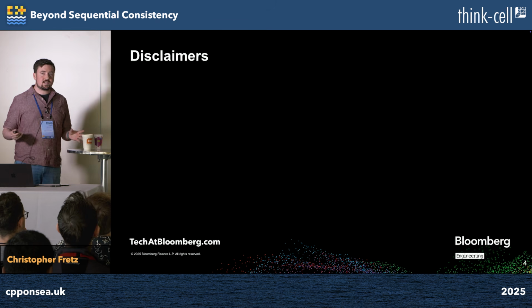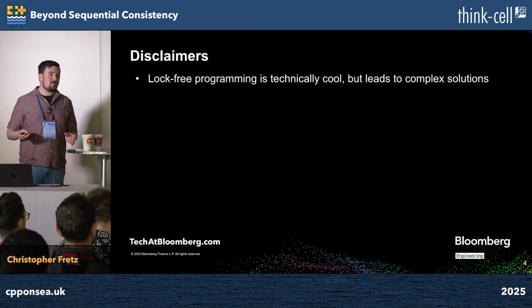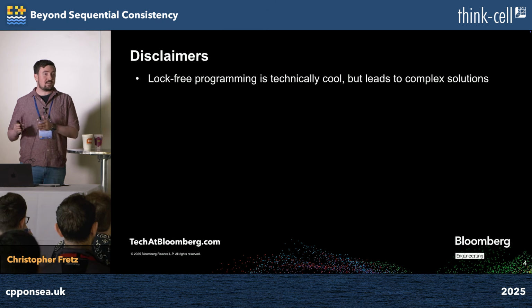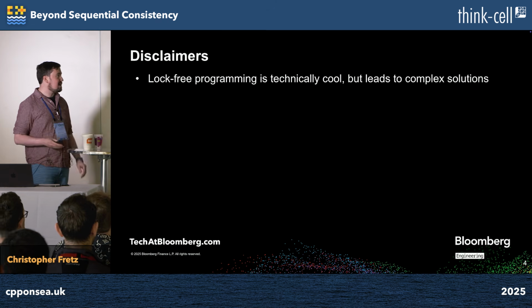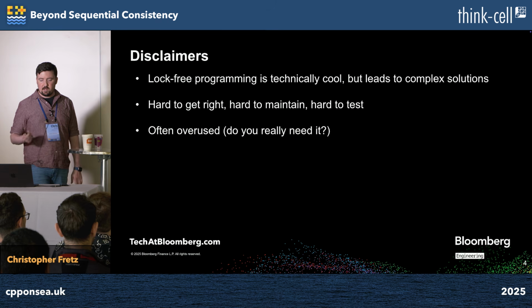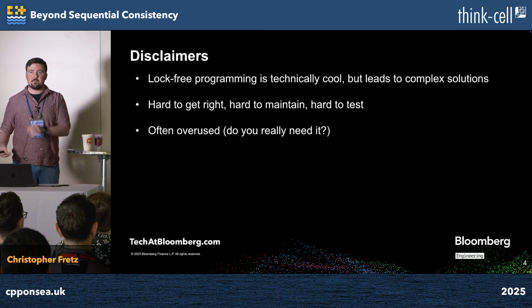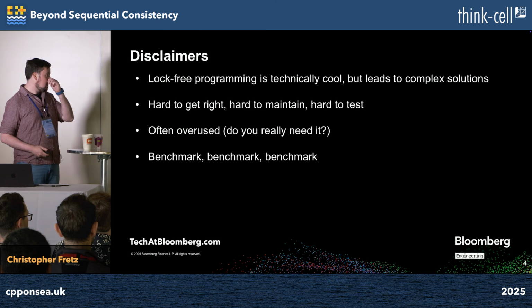Before we get into the main meat of the talk, starting out with some disclaimers. I would argue that lock-free programming is technically cool. It's fun to tell people that you do it, but it tends to lead to complex solutions. It's hard to get right, it's hard to maintain, it's hard to test. In my experience, it's often overused. People just assume it's going to be faster and go write a thing before they really benchmark if they actually need it.